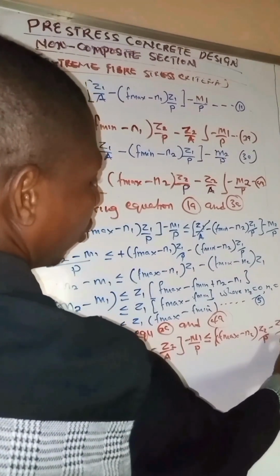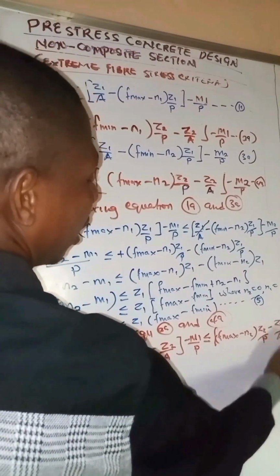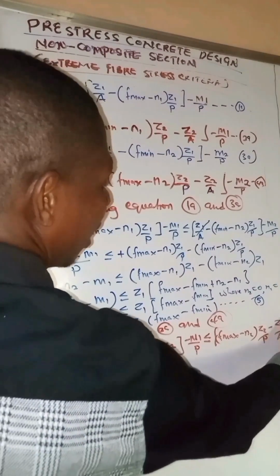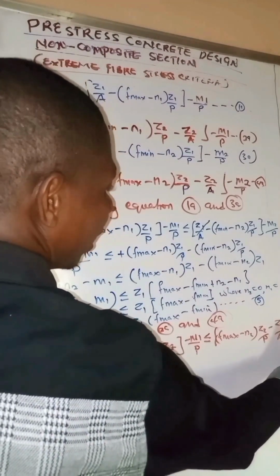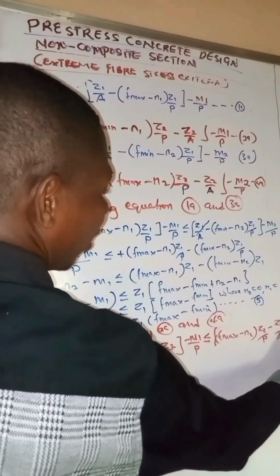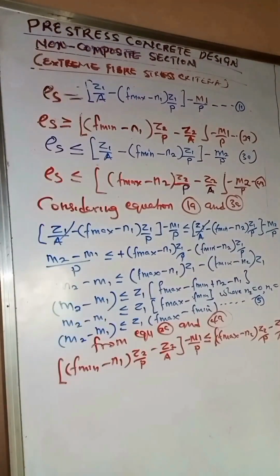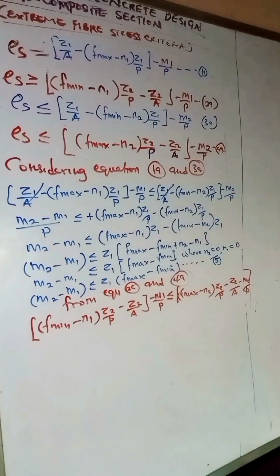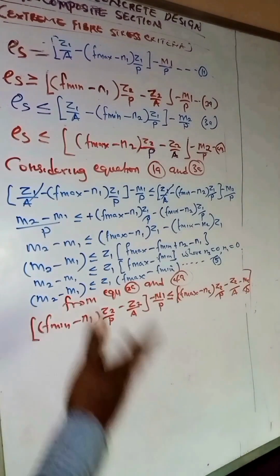Z2 over A, and lastly we have minus M2 over P. So that represents equation number 4. So let's solve that and look for the moment variation for that, and get the moment variation in terms of this.